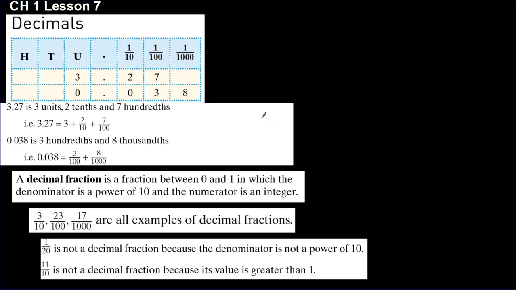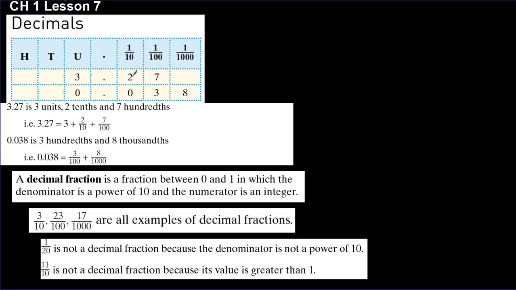Students, this is chapter 1 lesson 7 and we are going to study about decimals. When you write decimals, we start from units, and you can see tens and hundreds also. The only difference here is that we are using the decimal point, which means there is units, 1 over tens, 1 over hundreds and 1 over thousands in decimal form.